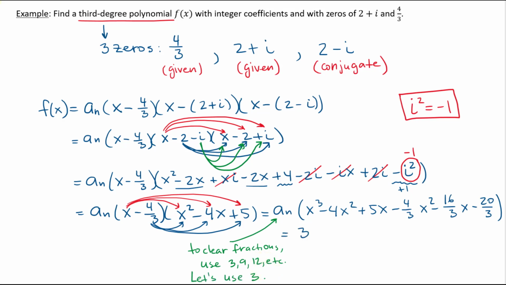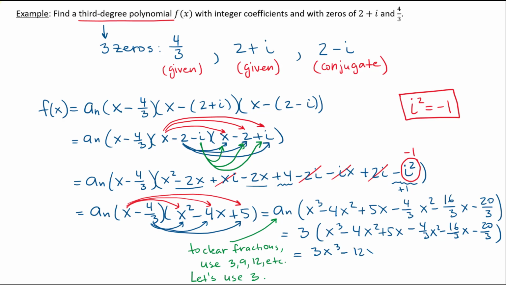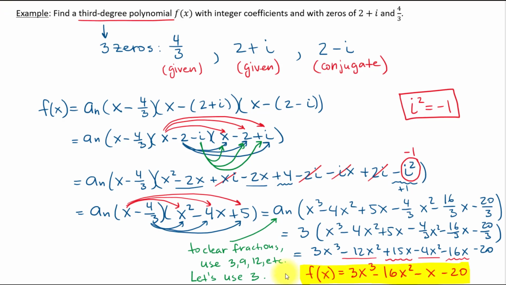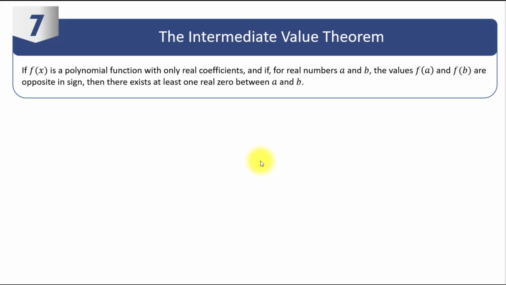Let's use 3. So if I choose 3 for the leading coefficient, and if I distribute it, I'll obtain 3x cubed minus 12x squared plus 15x minus 4x squared minus 16x minus 20. And now I can easily combine like terms. So the polynomial function f of x that we found is 3x cubed minus 16x squared minus x minus 20. That's the final answer. And the last theorem that we're going to talk about is called the intermediate value theorem.